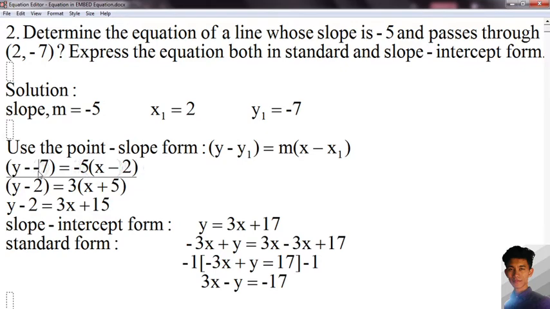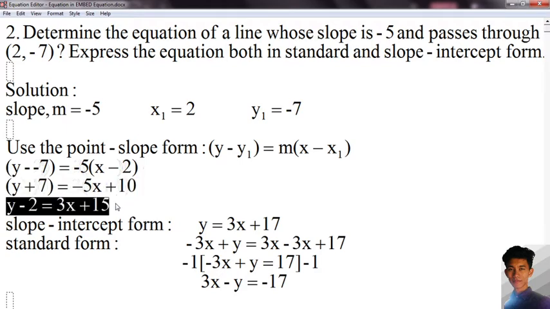Then, simplify. Take note, may negative tayo. That will become positive 7. Now, negative 5. So, kailangan natin i-distribute ito, no? So, by distributing this, we will have negative 5x plus 10. So, negative 5 times x, negative 5x, negative 5 times negative 2 is positive 10. And then, tanggalin na natin yung grouping symbol. So, magiging y plus 7 to. And then, negative 5x plus 10.